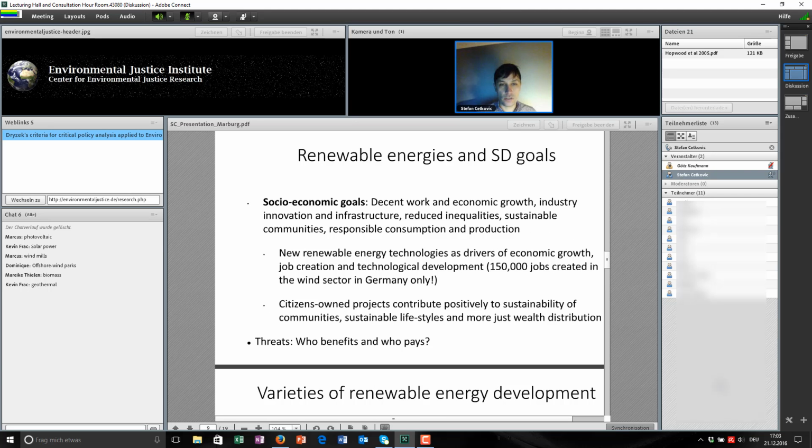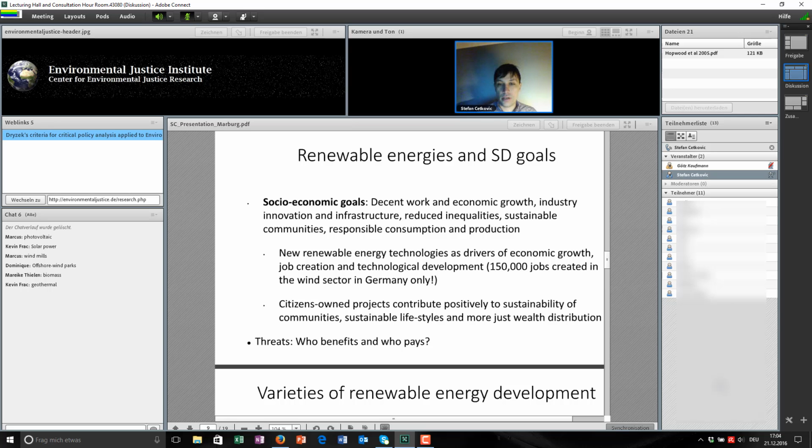And then finally, just to mention the socioeconomic goals of sustainable development: the goal of decent work and economic growth, industrial innovation, infrastructure development, reduction of inequality, sustainable communities, responsible consumption and production. And here again, new renewable energy technologies can provide some answer to these challenges. Renewable energy technologies can, and in several countries now actually are, the main driver of economic growth, job creation, and particularly technological development.